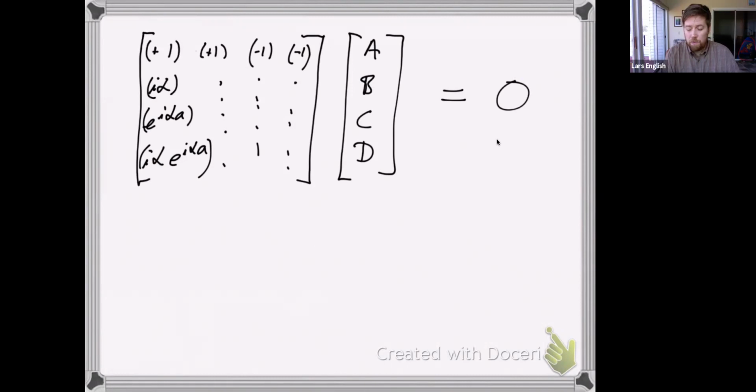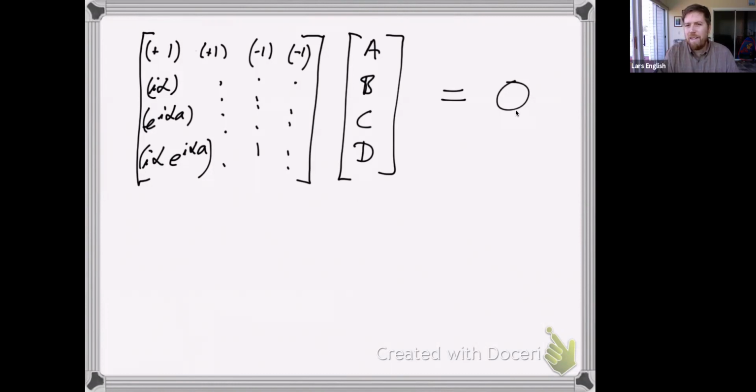What do we do now? Well, if you want to get A, B, C, and D, this column vector, out, you'd have to invert this matrix, multiplying left and right by the inverse. That cancels out here, and you get an inverse matrix times the 0 column vector.